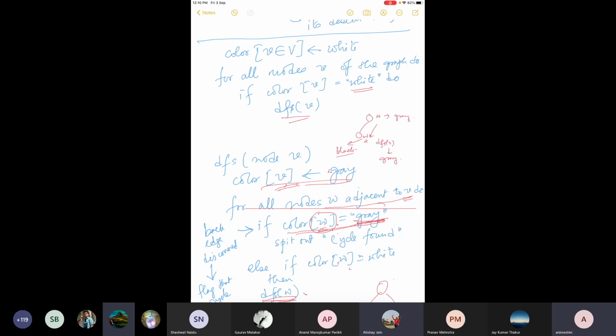Its parent, who is it? Its parent is black? No, sir. It is still gray. We have not made it black yet. Yes, it's still gray. So, sir, now for all nodes W adjacent to V.